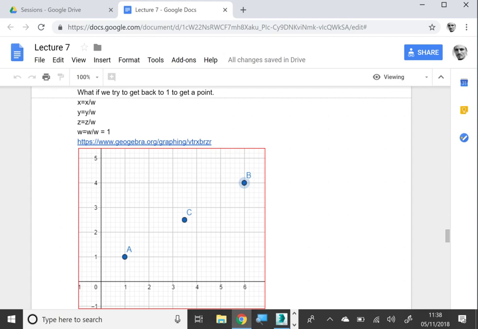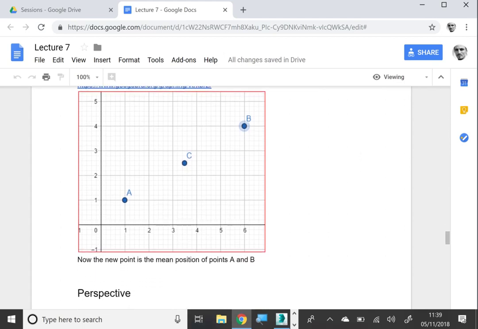So if I divide everything by w, now what do I get? I get an average. I get a point, which is the average position of those points. Which, when that happens for the first time, when you read this for the first time, you're like, that is really cool. That is so useful.